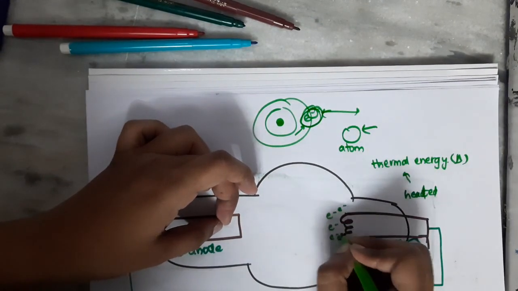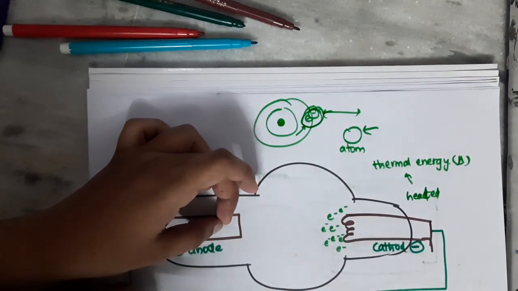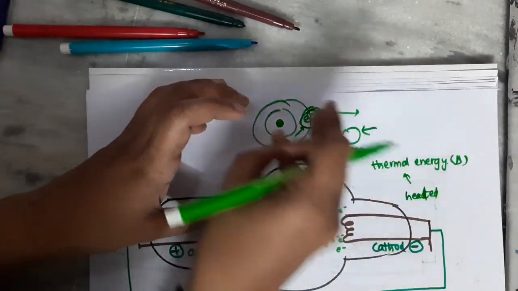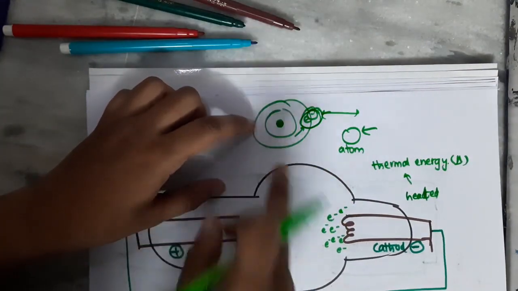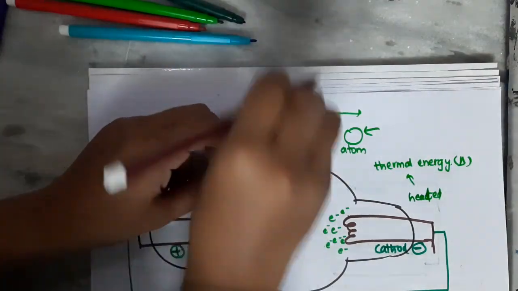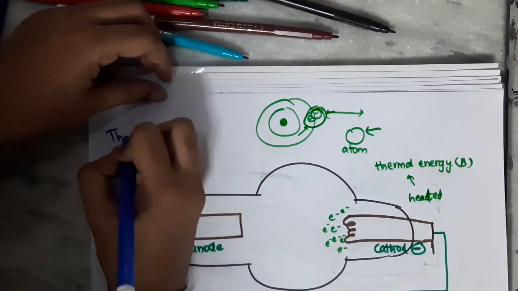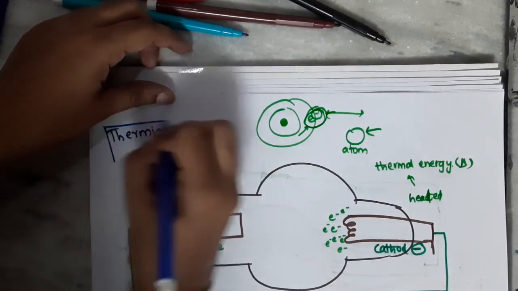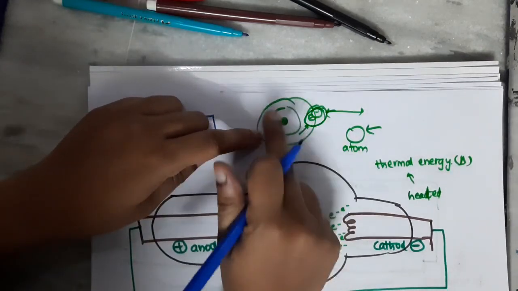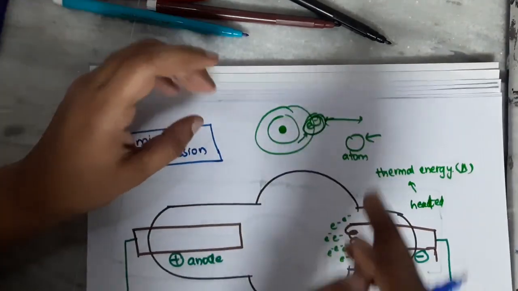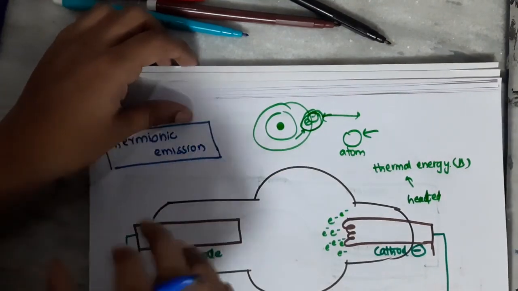But they will acquire a certain amount of energy to come out of the metal surface, and these electrons will form a cloud around the cathode. This electron cloud, which is produced by the process of absorption of thermal energy by the atom, is called Edison's effect. There are two things which you have to understand in this lecture. Number one, thermionic emission. What is thermionic emission? This is the process by which the atom absorbs the thermal energy and electrons are released from the surface of the metal. That is called thermionic emission.